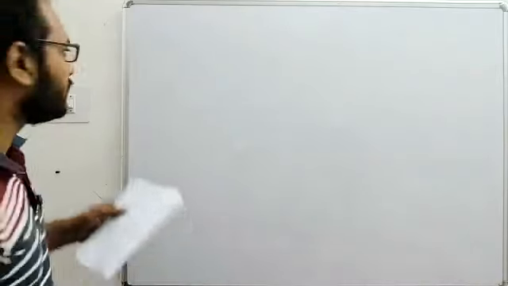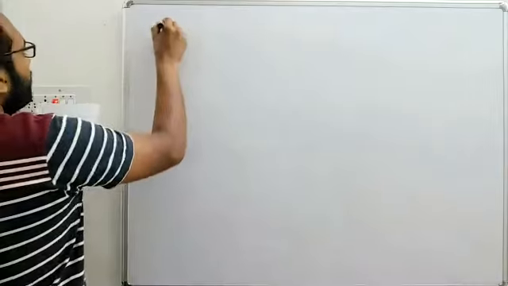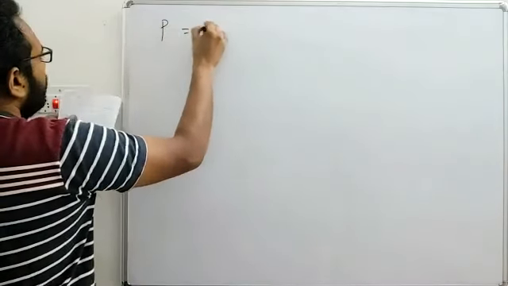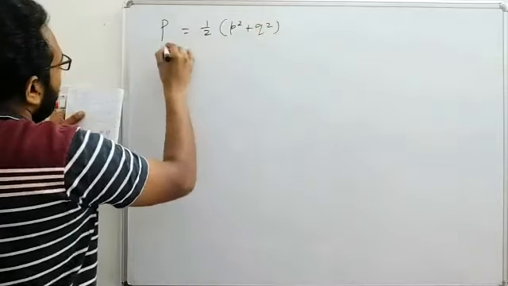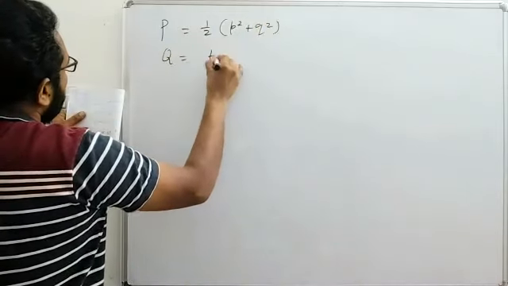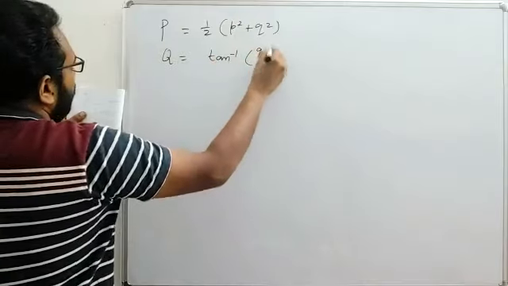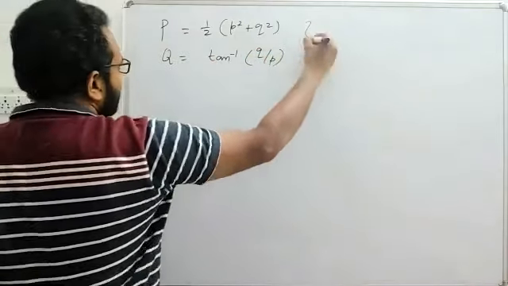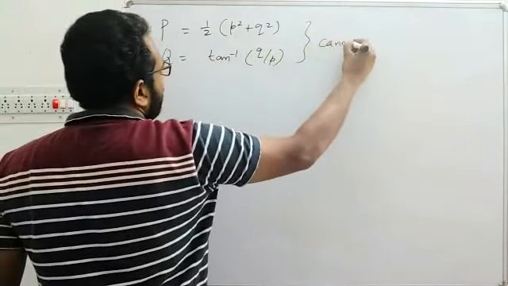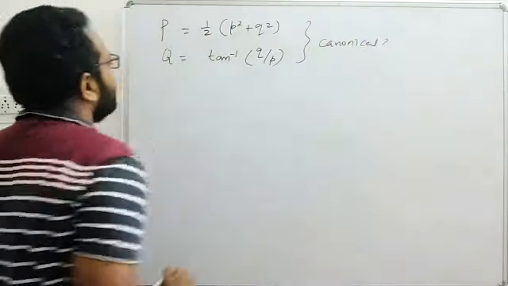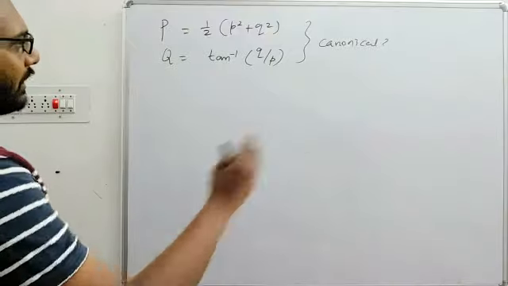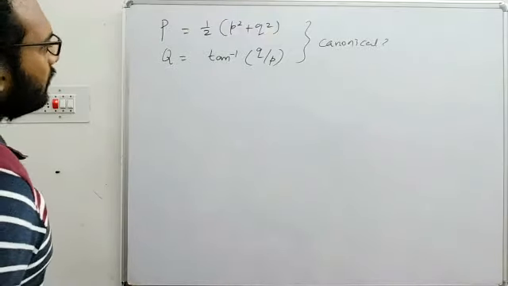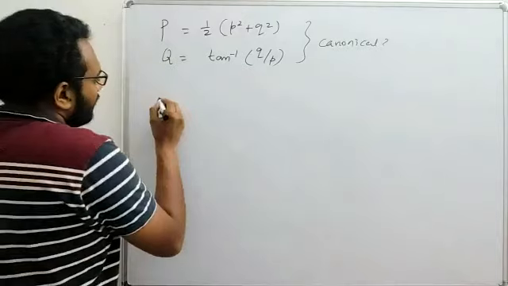All right, so I'll just do a few more problems. So here is another one. P is equal to half p square plus q square, okay, and capital Q is equal to tan inverse of q by p. The question is whether this is a canonical transformation or not. Is this a canonical transformation? Right. Now again, there are different ways to do it. We did the total derivative thing once. So let's do this Poisson bracket.